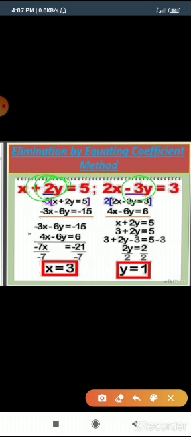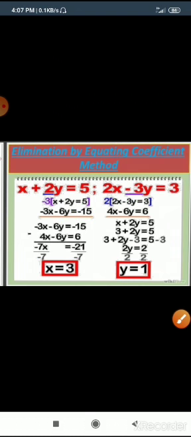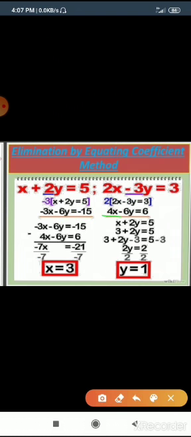Minus 3 into x is minus 3x, minus 3 into 2y is minus 6y, is equal to minus 3 into 5, which is minus 15. Here, to equate this minus 3y to minus 6y, you have to multiply by 2, because 2 into minus 3 is minus 6. So multiply all the terms by 2. 2 twos are 4x, 2 into minus 3 is minus 6y, is equal to 2 threes are 6.